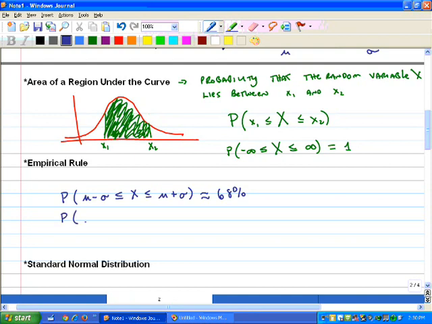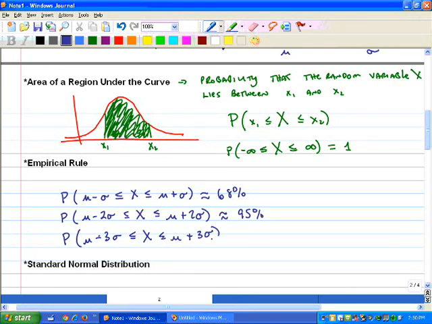The probability that it lies within 2 standard deviations of the mean, or the mean minus 2 standard deviations, is less than or equal to the random variable x is less than or equal to the mean plus 2 standard deviations, is approximately equal to 95%. And the probability that your random variable x lies within 3 standard deviations of the mean is approximately 99.7%.